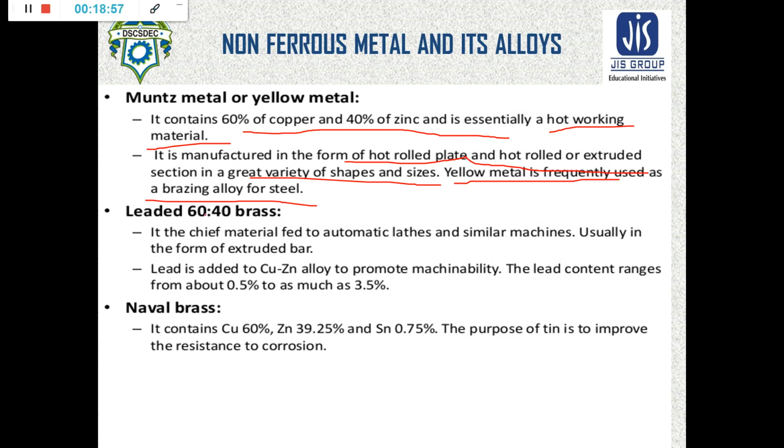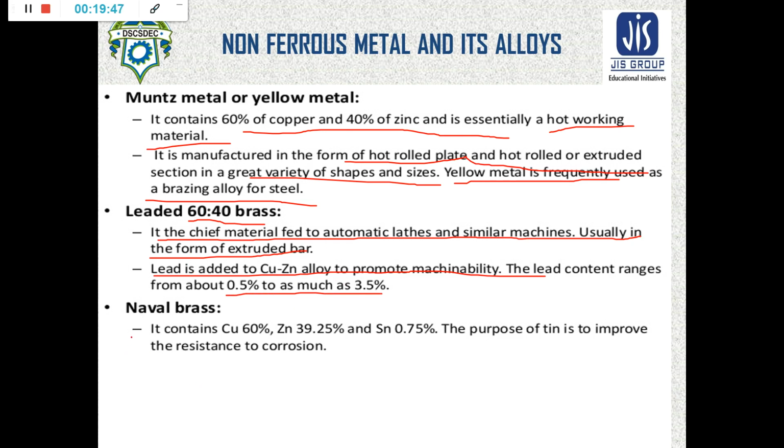Now, in case of leaded 60-40 brass, the chief material is fed to automatic lathes and similar machines, usually in the form of extruded bar. Lead is added to copper and zinc alloy to promote machinability. When lead is added to copper and zinc alloy or Muntz metal or yellow metal, at that time it is called leaded 60-40 brass, and the lead content ranges from 0.05% to 3.5%.